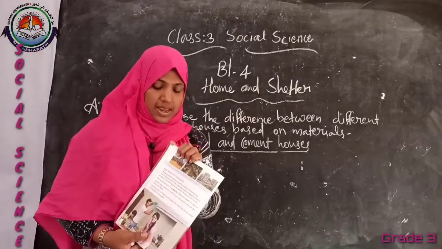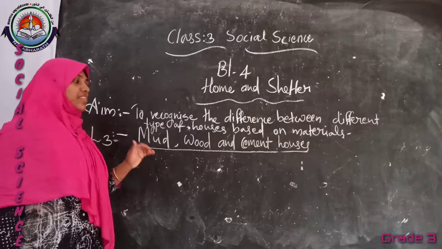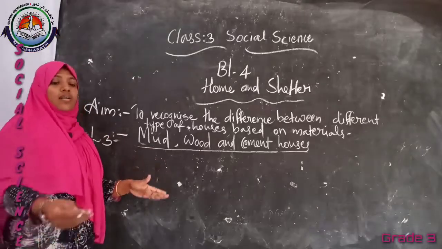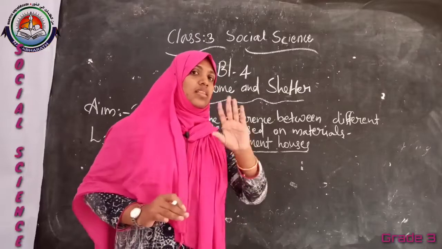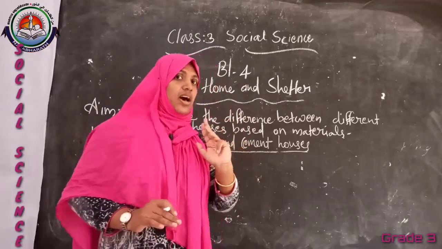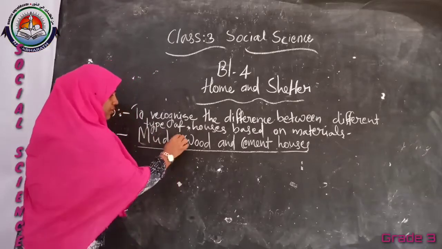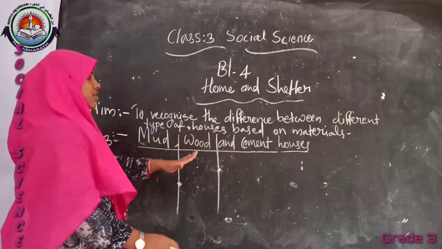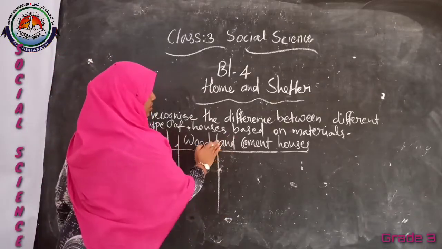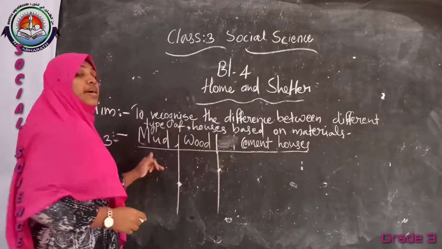Do you understand? Yes. Which materials are used to make the houses here? We see some pictures of the houses. There are three pictures: mud house, wood house and a cement house. The first picture is made of mud.